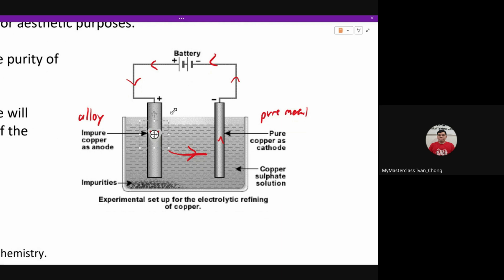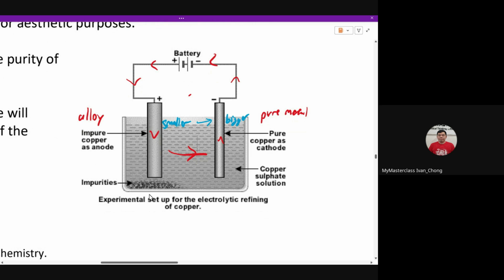Okay, so back to where we are. This one will end up being smaller, and this one actually gets bigger and bigger over time. Okay, so from the start, you have a very big piece here, and this part is just a very, very thin, small little rod. As time passes, you will notice that the rods will actually change in size. And a lot of the impurities will actually just fall off at the bottom.